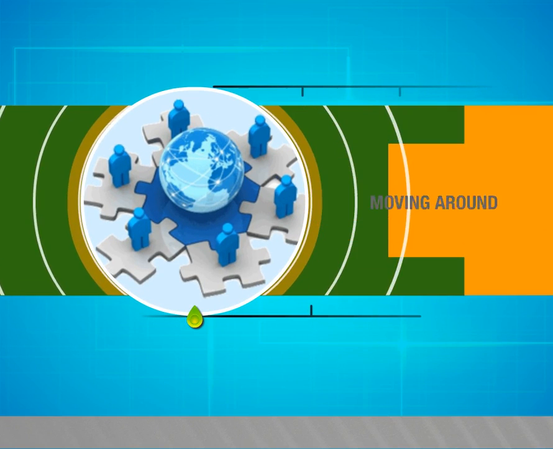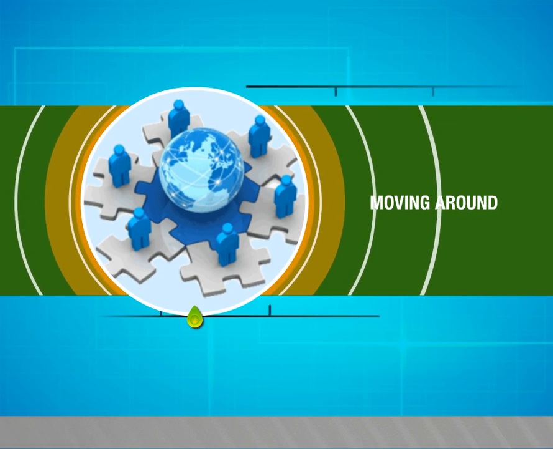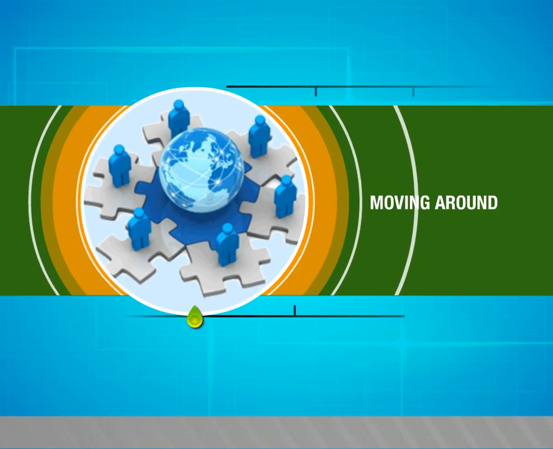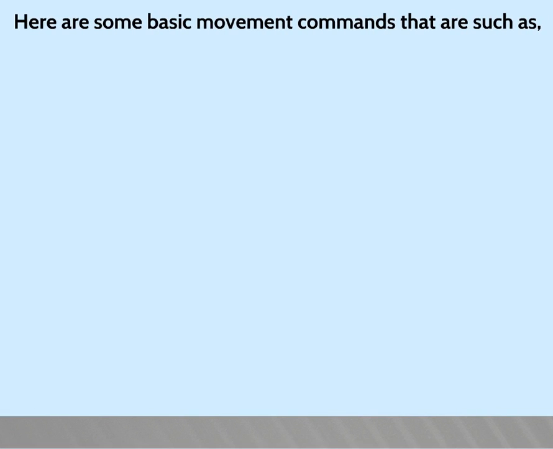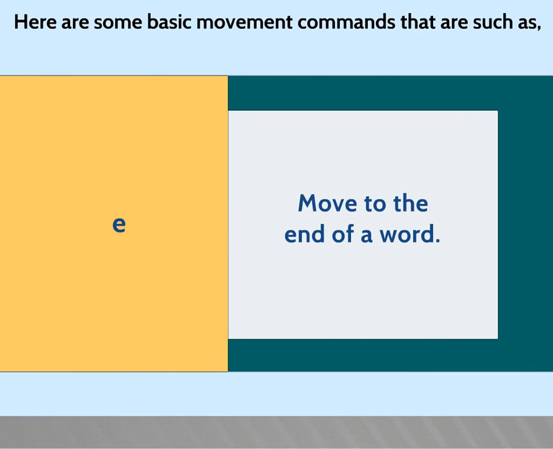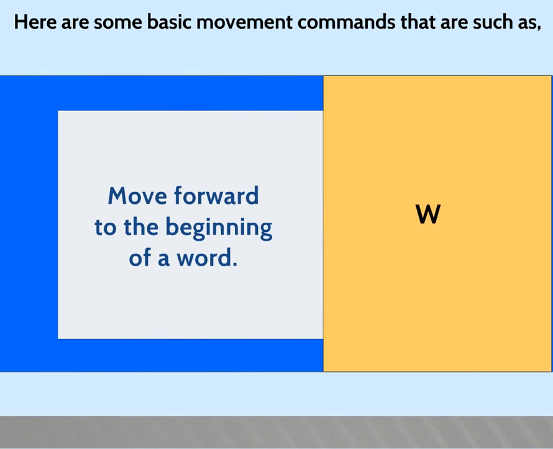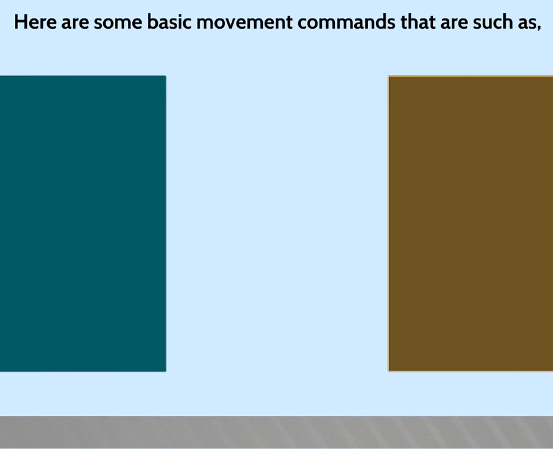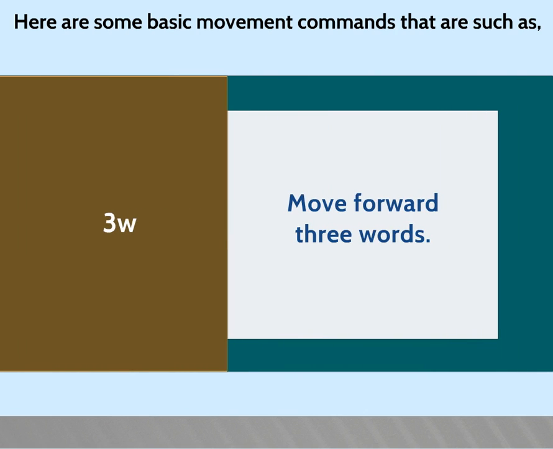Moving around. In this video, we are going to see about moving around. Here are some basic movement commands, such as e: move to the end of a word. w: move forward to the beginning of a word. 3w: move forward 3 words.